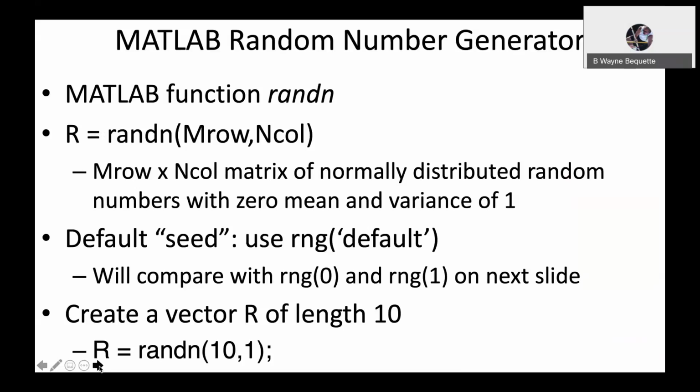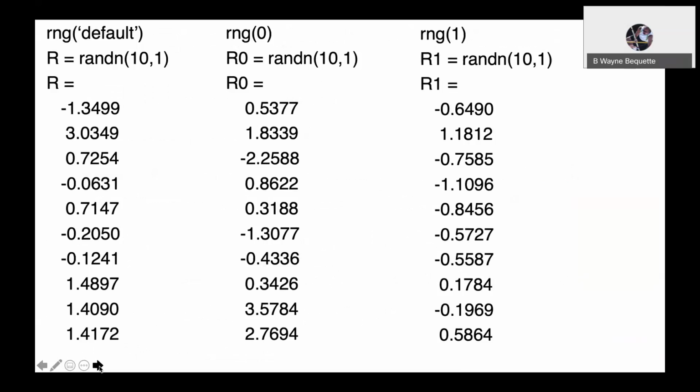like 0 and 1. What we're going to do in this first example is create a vector of length 10. So we're generating it using the randn(10, 1) function. And here I'm showing the effect of three different seeds for this random number generator. First of all, if we use default, it's the left column of 10 numbers. If we use a 0 as the seed, then we get the second column of random numbers. And finally, if we use the number 1 as the seed, we get the third column of random numbers. Notice that each one of these sequences is different from another.